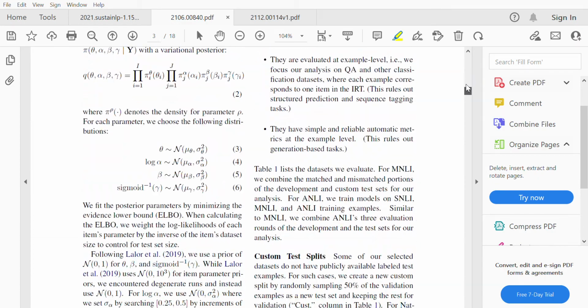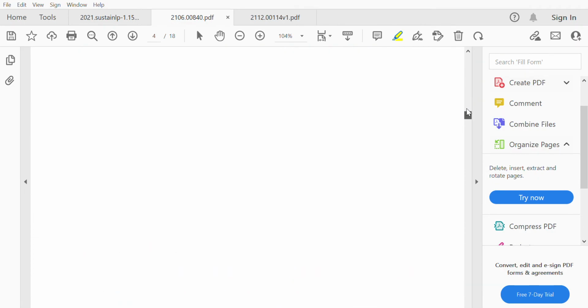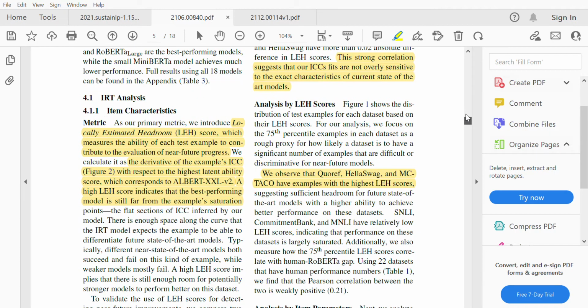So outside of that quick intuitive check on things, I want to get a little bit more into the dirty details here. What they observe by looking at LEH scores is that QuoRef, Hellaswag, and MC-Taco have examples with the highest LEH scores. This means that there is sufficient headroom for future state-of-the-art models with a higher ability to achieve better performance on these data sets. SNLI, Commitment Bank, and MNLI have relatively low LEH scores, indicating that performance on these data sets is largely saturated.